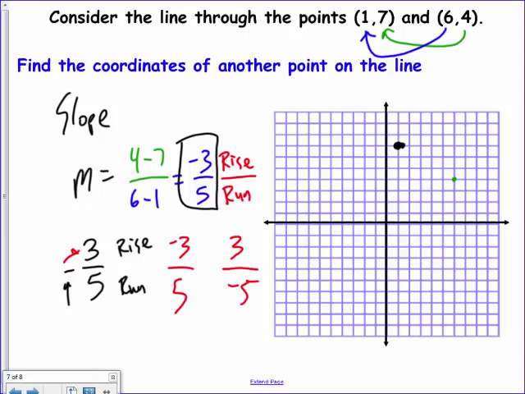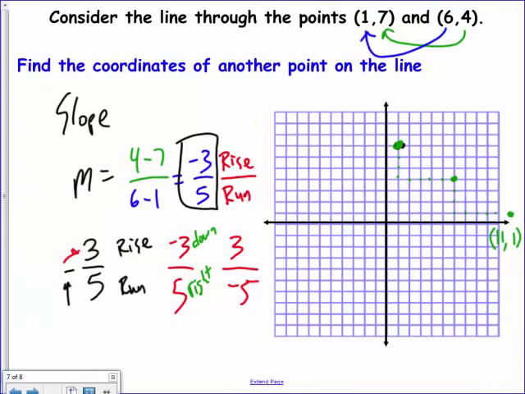So what that means is I can either go down 3 and right 5 from each point. So if I started at this point, I could go down 3, 1, 2, 3, right 5, 1, 2, 3, 4, 5. Good. So what point would that be? That would be 11, 1. Good. And I could go the other direction too.